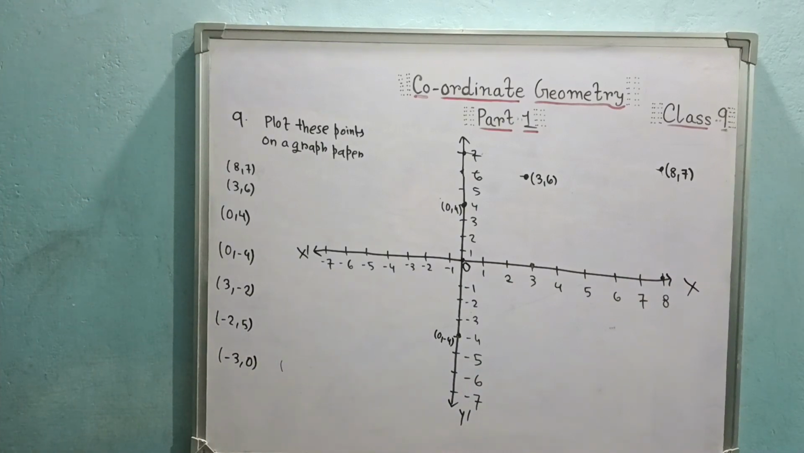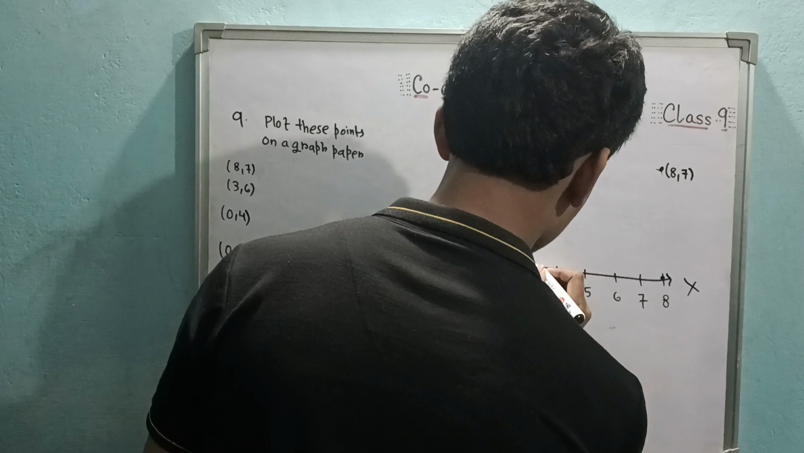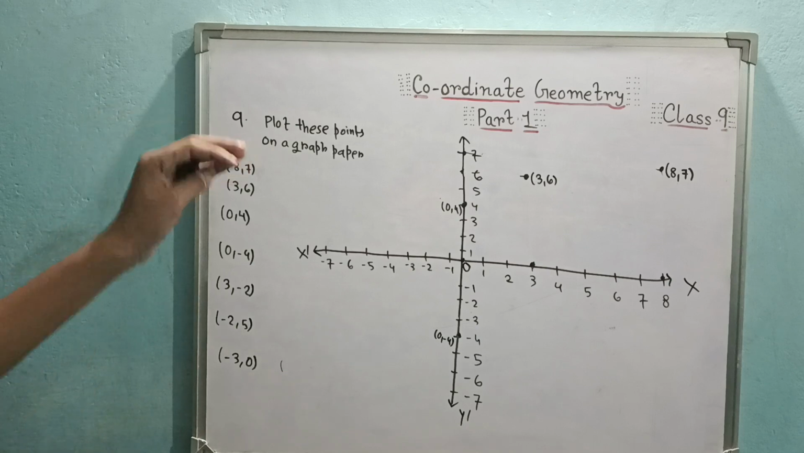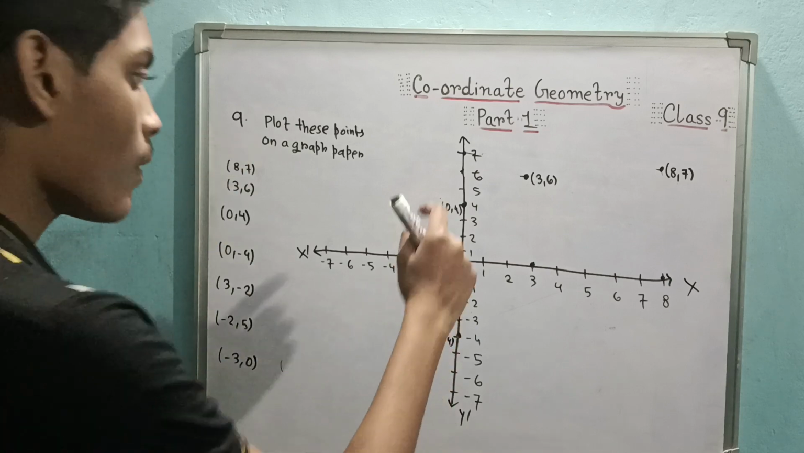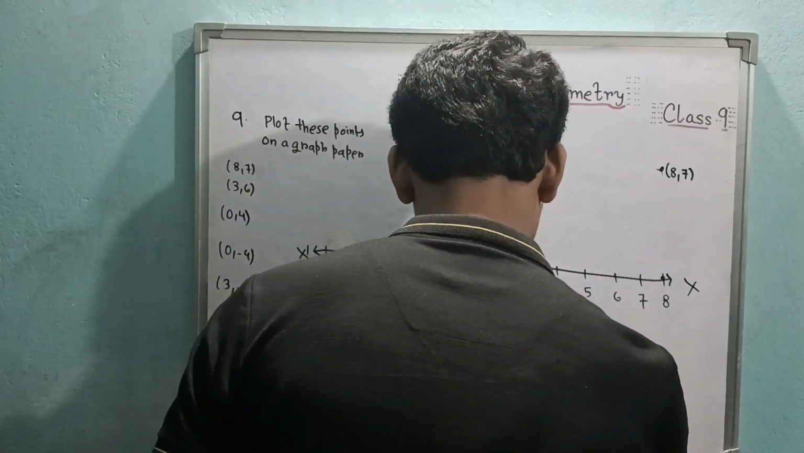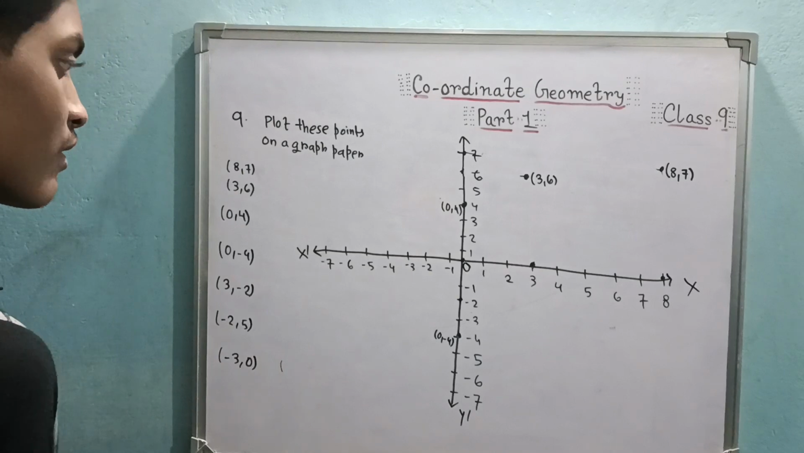3 comma minus 2. That means 3 units on positive x-axis. Here. Minus 2 means minus 2 units on ordinate, means minus 2 units on y-axis. On y-axis negative is this side, so minus 2 is here. Now just see where these two points are intersecting.